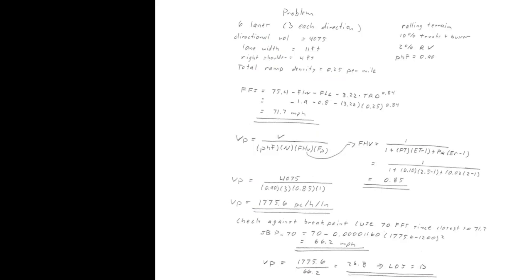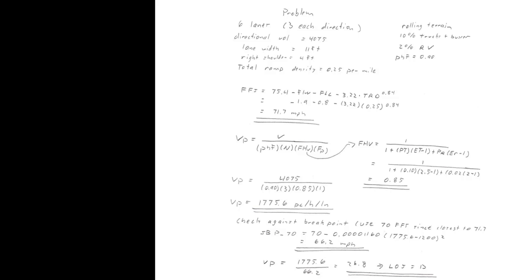Let's look at this again. The top one there, you're going to see free flow speed equals 71.7 miles per hour. Those values are just pulled from the tables that will be provided for you. If you do not have those tables, they won't ask you this style. They will just give you the free flow speed.